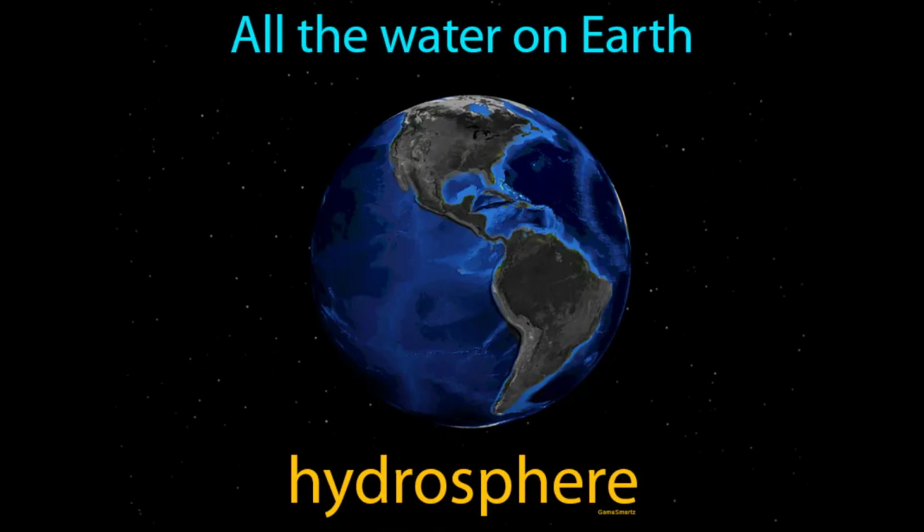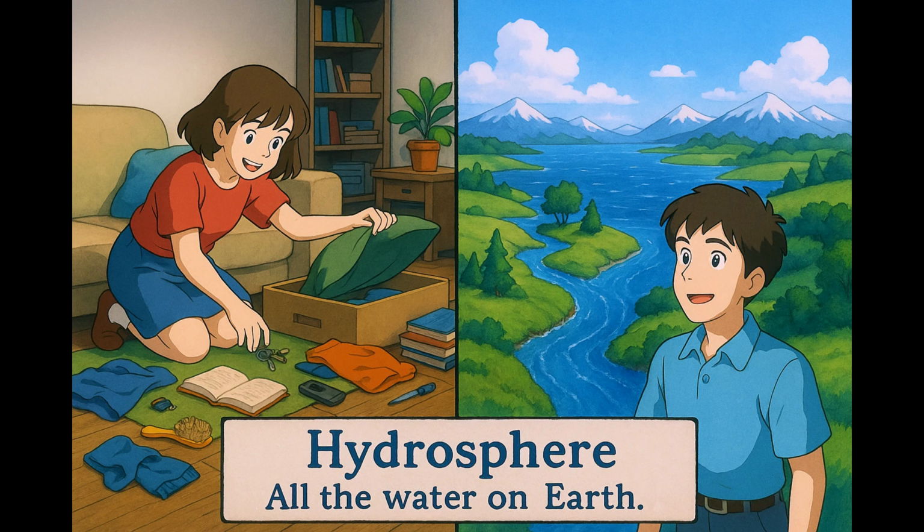All the water on Earth: hydrosphere. The hydrosphere includes all the water on Earth's surface, underground, and in the atmosphere. Imagine trying to find your keys in a messy room where everything is scattered around. This scenario is similar to understanding the hydrosphere, which involves all the water on Earth spread across various places like oceans, rivers, glaciers, and even underground.